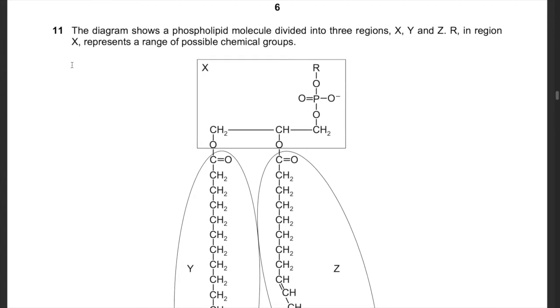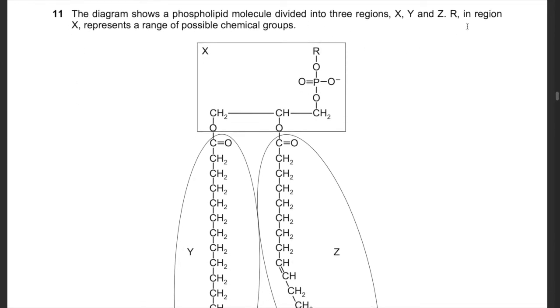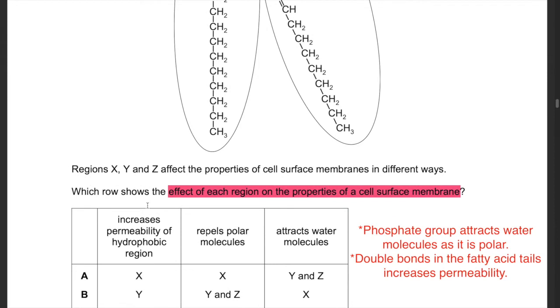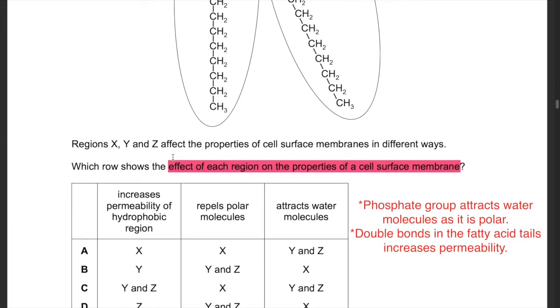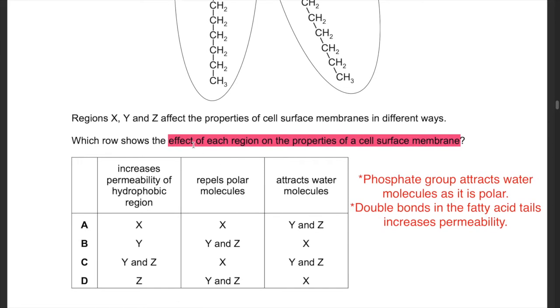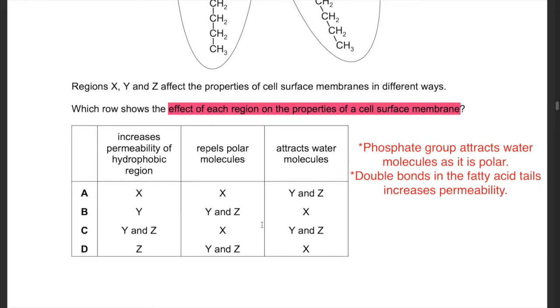So question 11. The diagram shows a phospholipid molecule divided into 3 regions, X, Y and Z. R in region X represents a range of possible chemical groups. Regions X, Y and Z affect the properties of a cell surface membrane in different ways. Which row shows the effect of each region on the properties of a cell surface membrane? So the keywords are the effect of each region on the properties of a cell surface membrane.